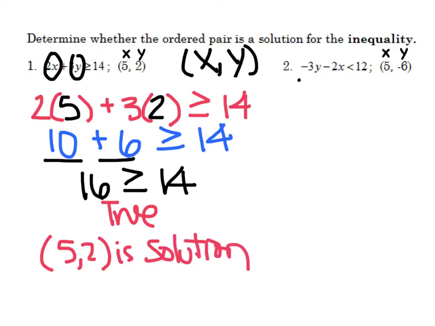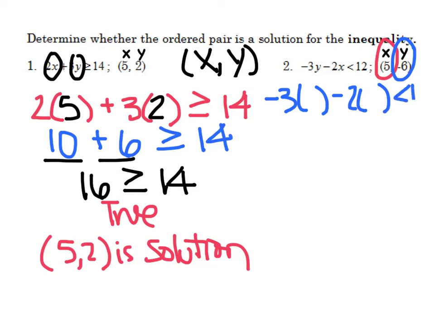So we're going to do the exact same thing now for the second problem. Notice, again, I've already labeled my x value and I have labeled my y value. So all I'm going to do is plug in: negative 3y minus 2 times x is less than 12. So the first value is y according to here, so that's a negative 6. The second value in is x, which is 5. Notice I'm just substituting in. Now let's work out the math.